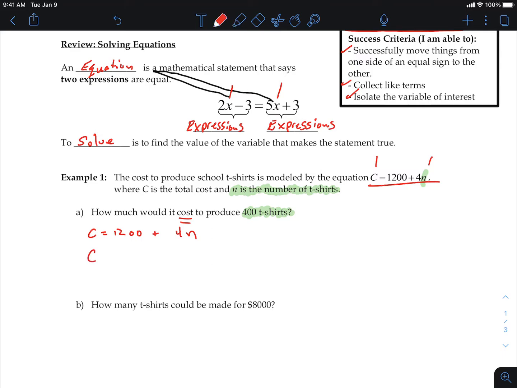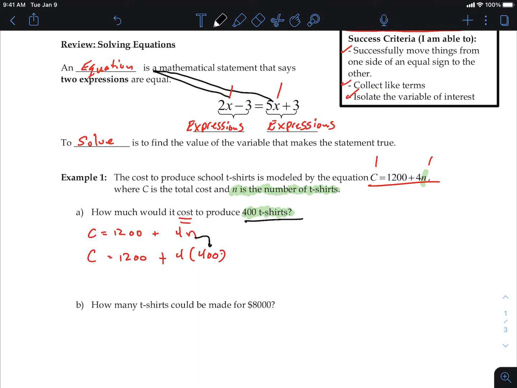Cost is equal to 1,200 plus 4 times the 400. Right? You're just physically replacing the N with whatever it is they're asking you to replace it with. If it was 500, you'd put 500 in there. If it was 2, you'd put 2. Right? And then it would tell you the cost. How much is it going to cost you to produce that number of shirts? That's what this equation is doing for you. Okay, does that make sense?